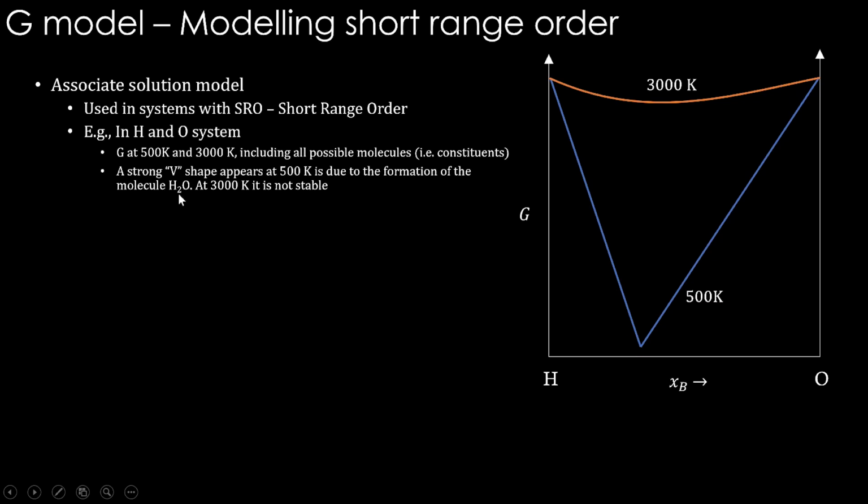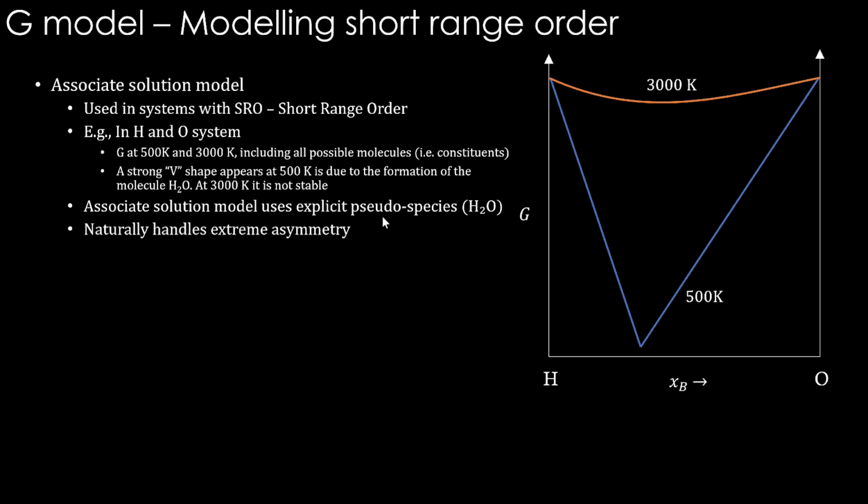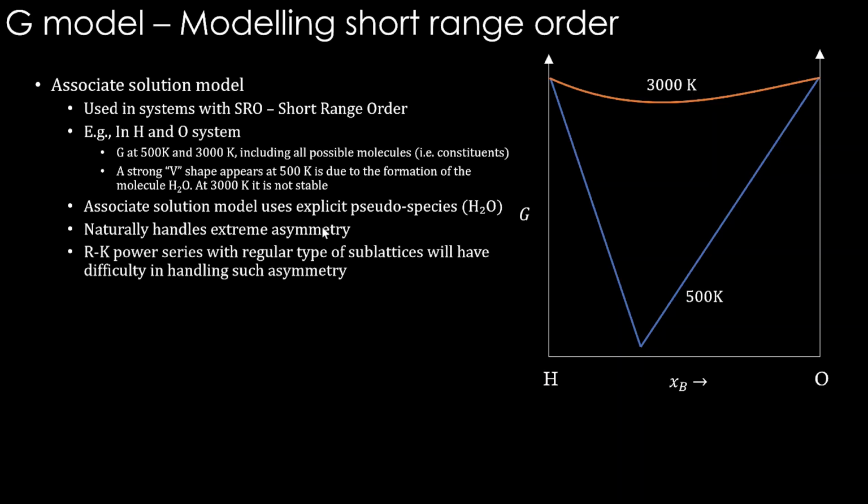So how do we model this? How do we impose it from outside? The associate solution model is used for that. It uses an explicit pseudo species H2O, so this is added explicitly in the model. Therefore, it naturally handles this kind of extreme asymmetry. The usual sublattice formalism with the RK polynomial cannot do this. The RK power series with regular types of sublattices will have difficulty in handling such asymmetry.